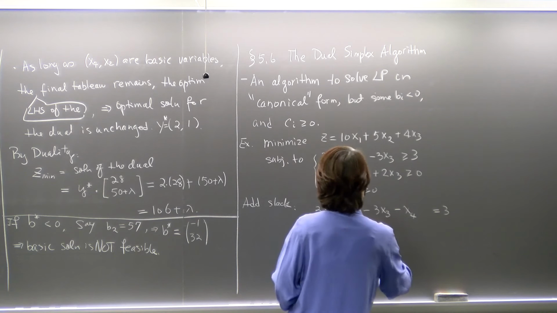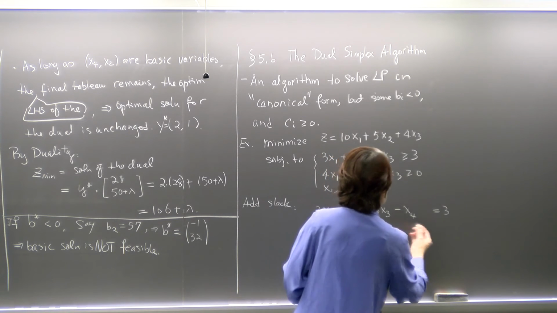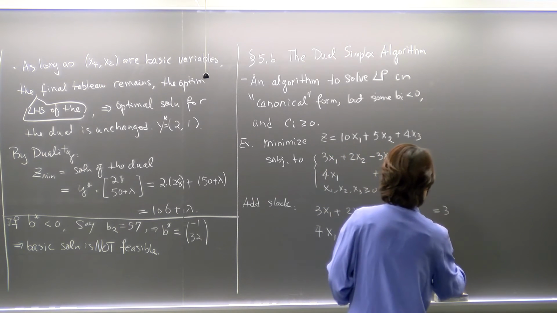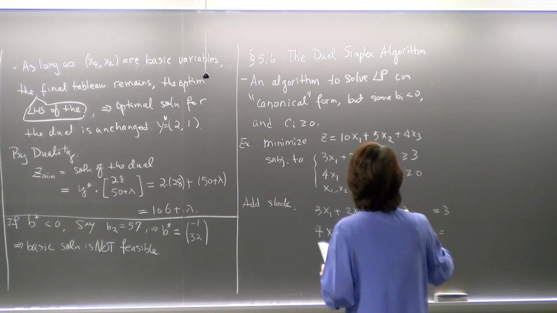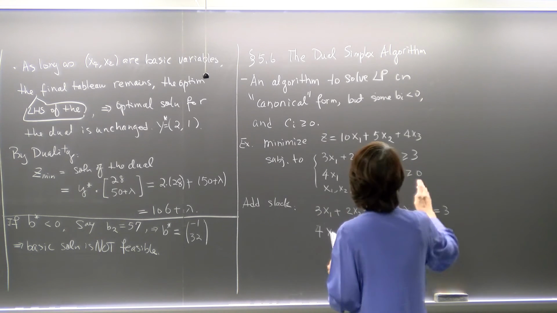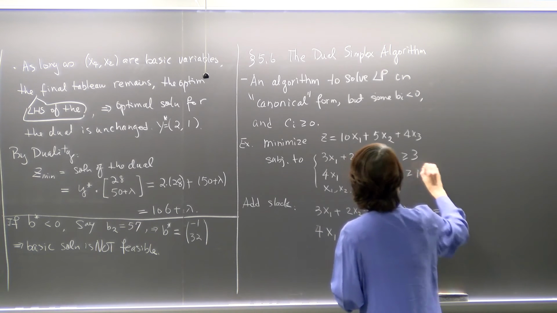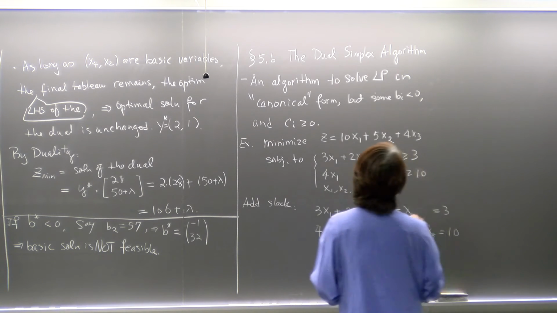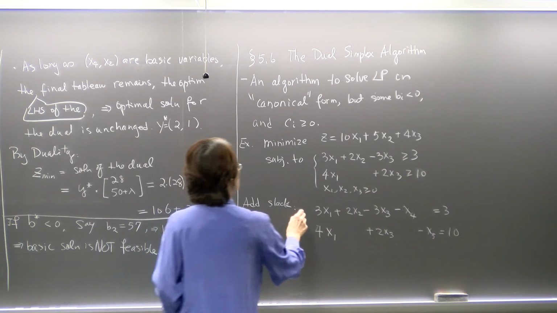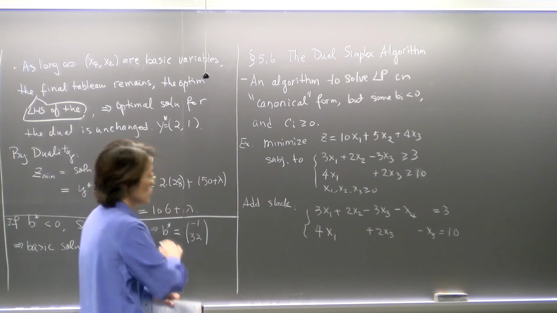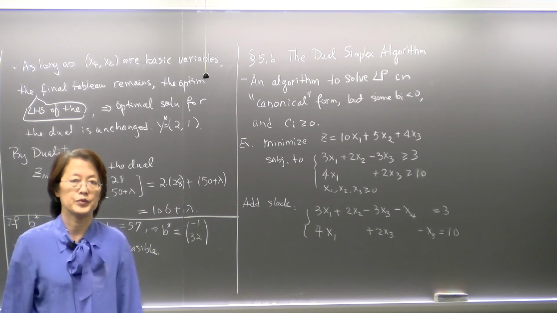4x1, 2x3, and I need to subtract an x5 from the second equation. No, I copied the wrong number. So this is 10, it's not 0. So 10. So the second constraint is bigger than 10. Okay? I'll just write the constraints. All these are positive variables.